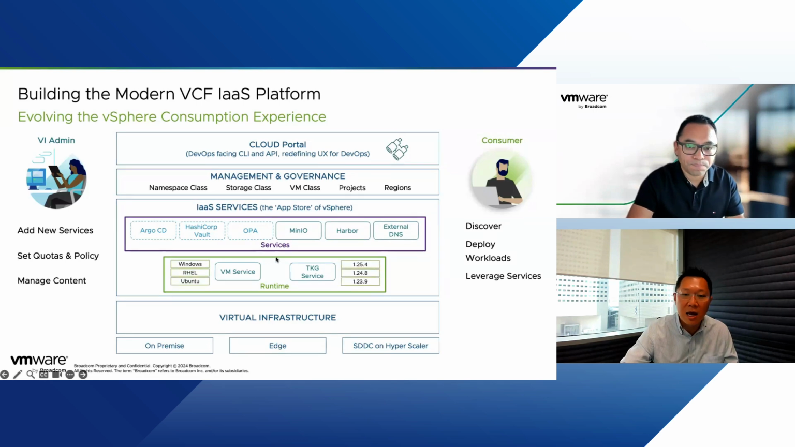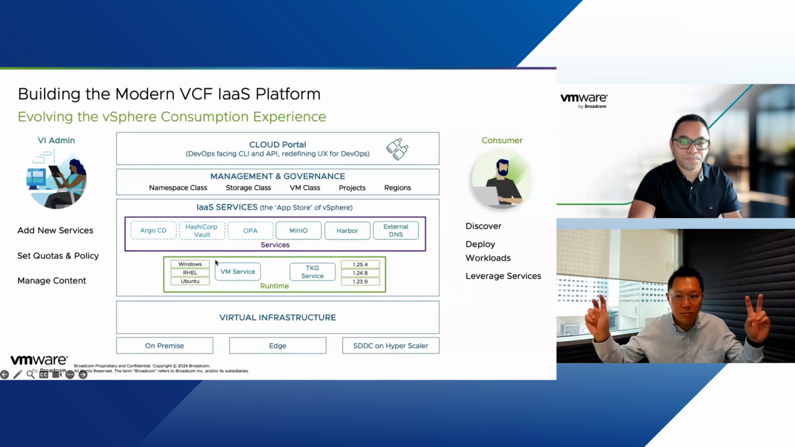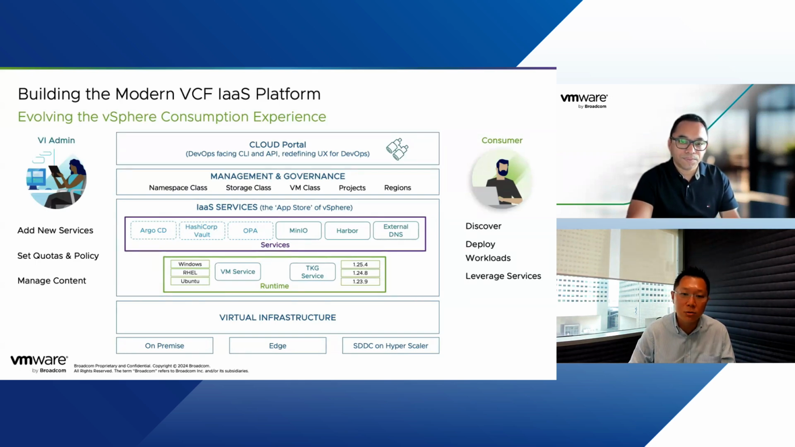The VI admin can also curate the content that the consumer is able to access. So what kind of operating system they are able to use, basically the golden image concept. For example, you have a Windows template, Red Hat Enterprise Linux template, Ubuntu, and things like that. So they can define all these templates, put them in the content library, and the consumer can leverage all these services. Then of course, role-based access control is very important: who can access what. Identity management, the VI admin can manage that.